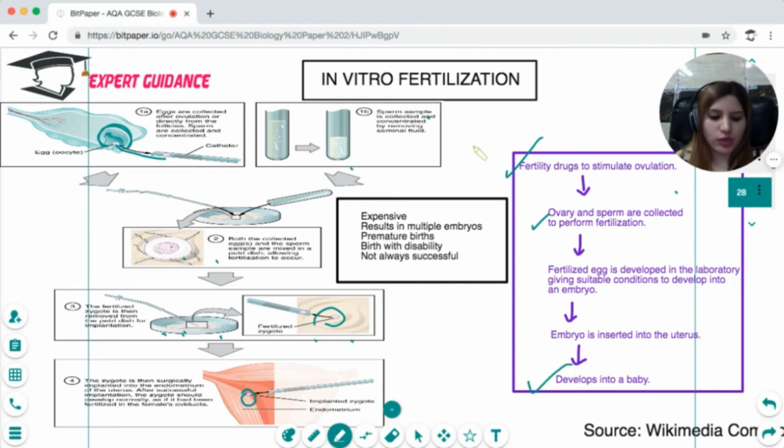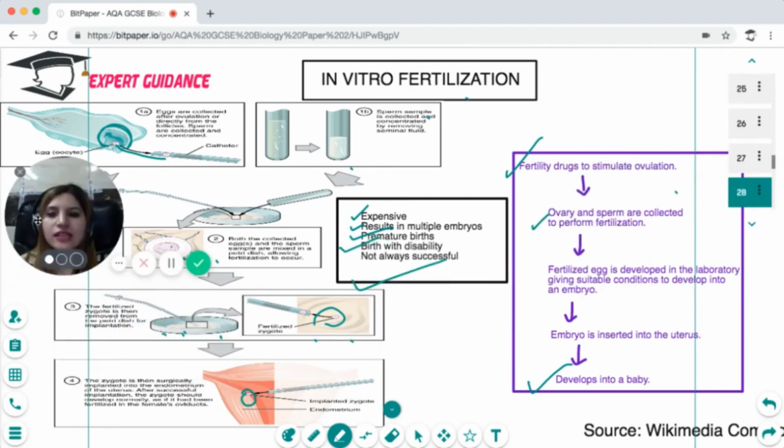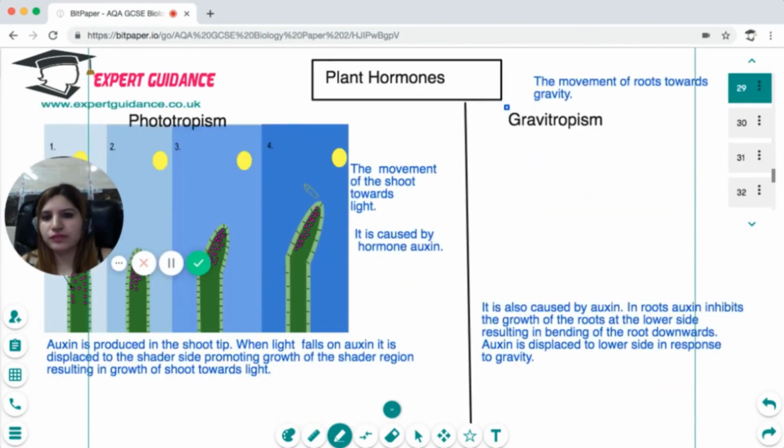So this is the concept of in vitro fertilization, but it has problems as it is expensive. It can result in multiple embryos. It can result in premature birth. It can result in birth with disability, and it cannot always be successful. But it has shown a good success rate, and there are a lot of people who are opting for in vitro fertilization.